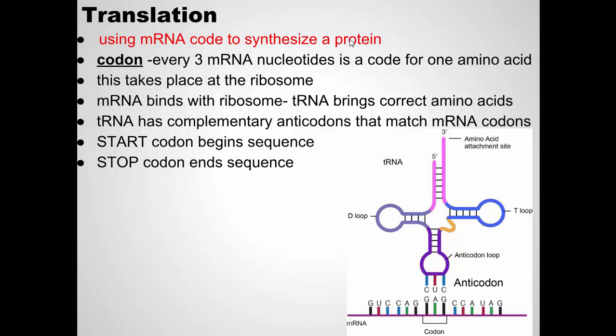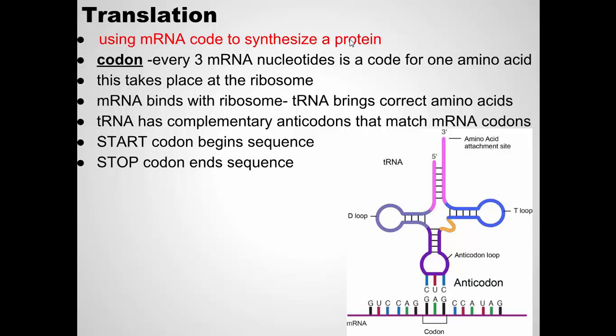So the way that the genetic code works, every 3 nucleotides, every 3 bases is a code for one amino acid. We call that a codon. Okay? So for example, here's the messenger RNA bases: G, U, C, C, A, G, G, A, G. Every 3 is one codon.